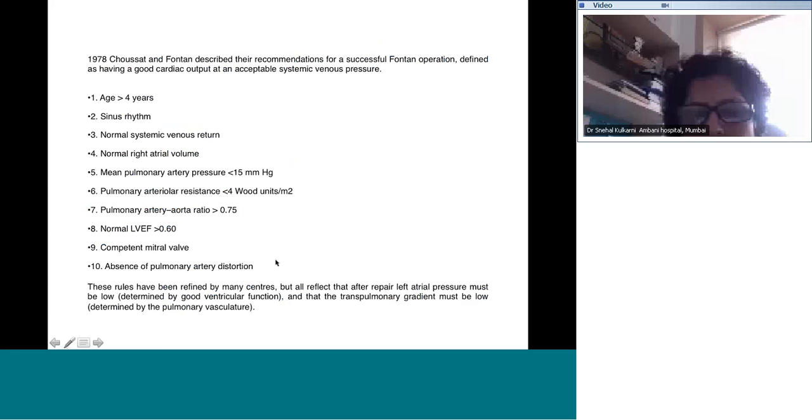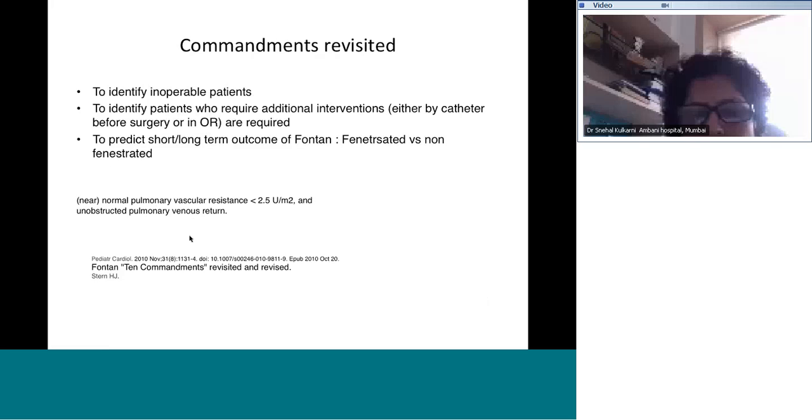I won't go into all those criteria, the 10 commandments; they are written in books, you can go into detail. But as I said, amongst all these things, the most important are mean pulmonary artery pressure, pulmonary vascular resistance, and normal LV ejection fraction. These are the criteria for a successful Fontan in future.